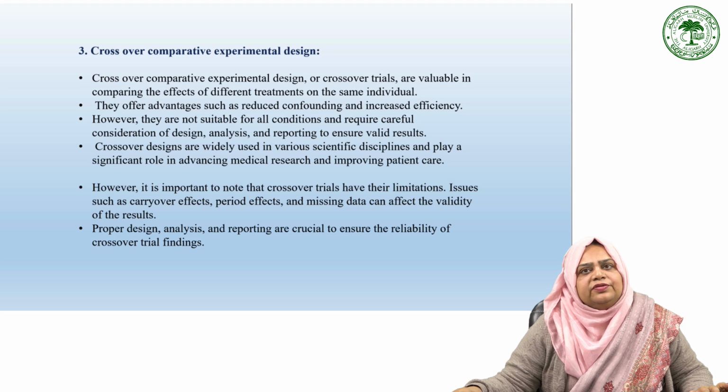Another key aspect of crossover trials is randomization. Participants are randomly assigned to different treatment sequences to minimize bias and ensure equal distribution of potential confounding factors. Randomization helps to control for individual differences and increases the validity of the study findings. Additionally, blinding techniques can be employed to further reduce bias by keeping both the participants and the researchers unaware of the treatment order.